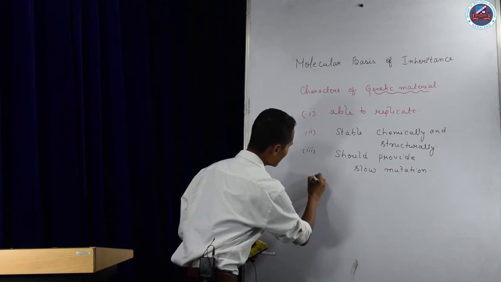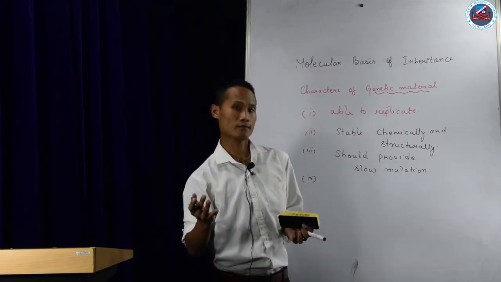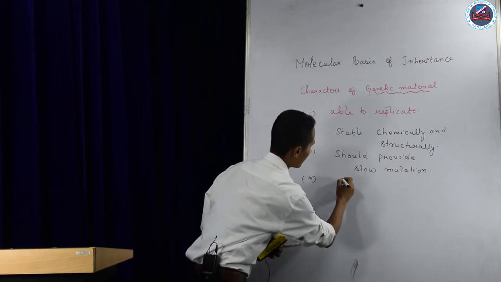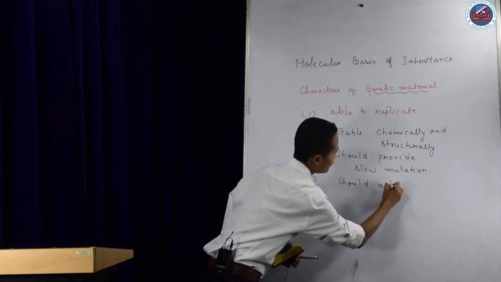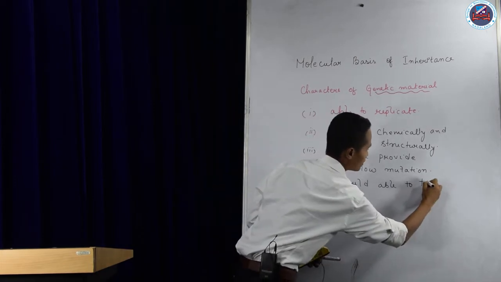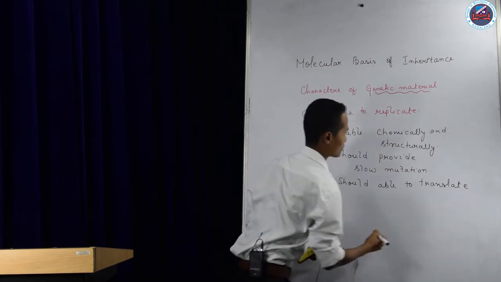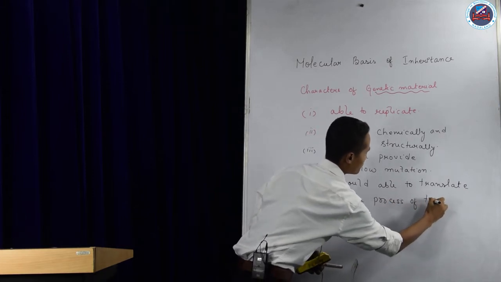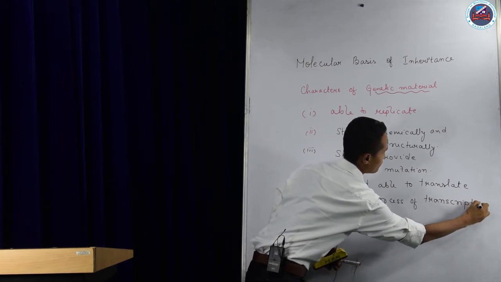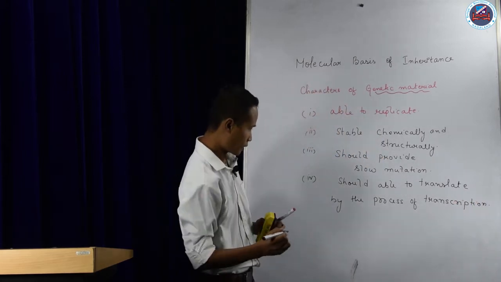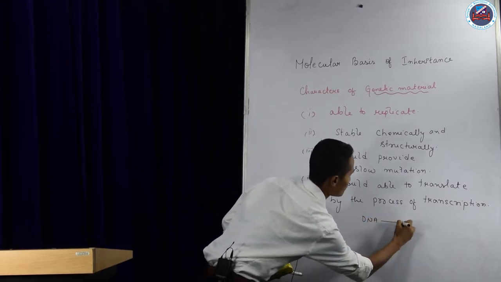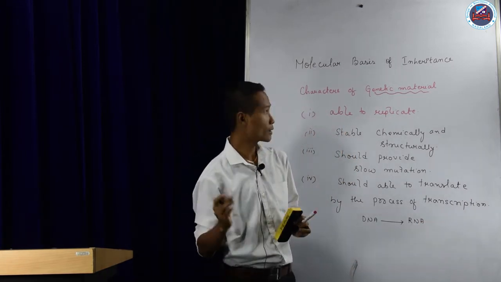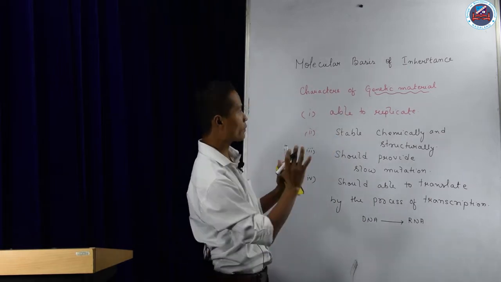The next, fourth important thing is that they should be able to translate by the process of transcription. I'm going to discuss that in detail later on. I'll just write a point right now. Should be able to translate by the process of transcription. What is transcription? It's nothing but if the DNA gets converted to RNA, that is called transcription. We're going to go into detail on this, but these are the four important characters that a material should possess.